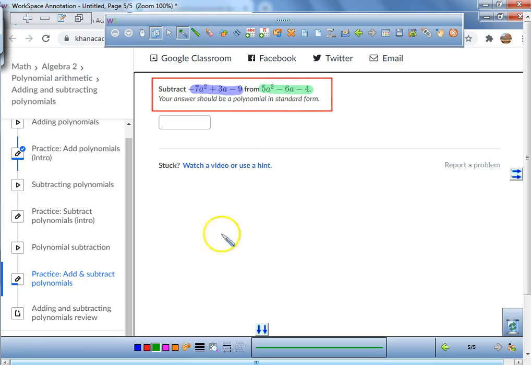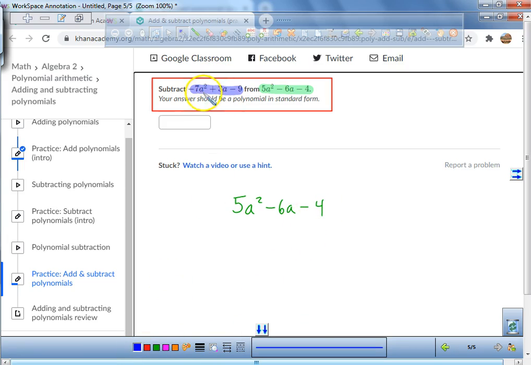So we're taking this guy away from this guy. When it says from the 5a squared, what am I starting out with? I'm starting out with 5a squared minus 6a minus 4. And what am I doing? I'm subtracting this guy away from him. So if I do it the fast way, I just have to make everything here the opposite.